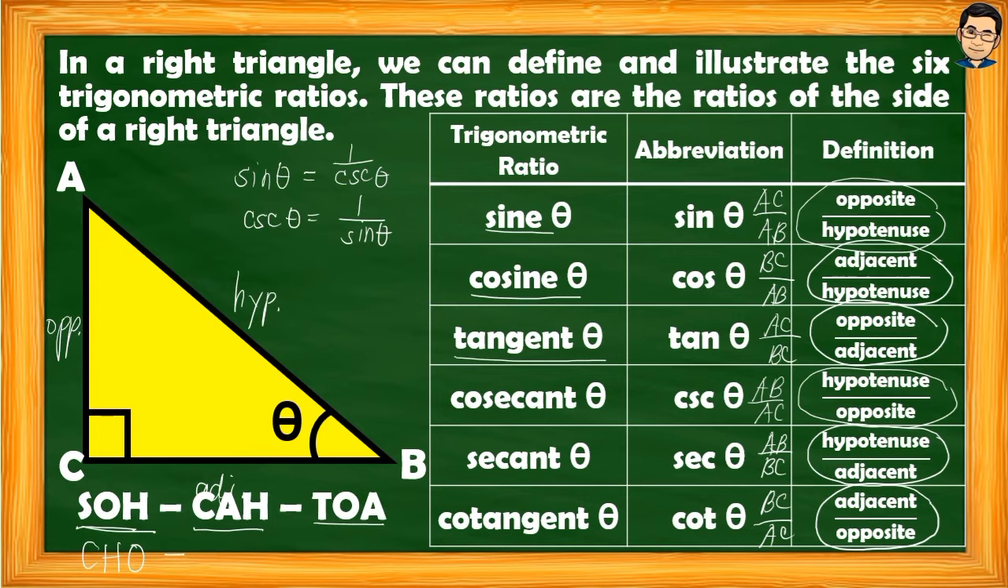Next, kapag naman secant, that is hypotenuse over adjacent. So, imbis na CAH, magiging SHA siya. And then, kapag cotangent naman, that is adjacent over hypotenuse, magiging COW. Okay, so meron tayong dalawang mnemonics dyan, yung SOHCAHTOA, tsaka CHO-SHA-COW. I hope naging clear sa inyo yung ating mnemonic na SOHCAHTOA, tsaka yung CHO-SHA-COW.